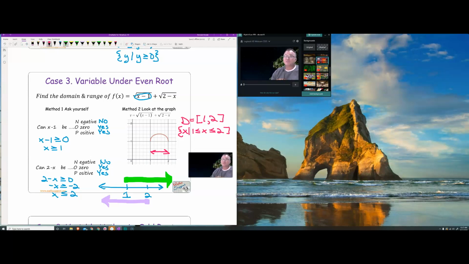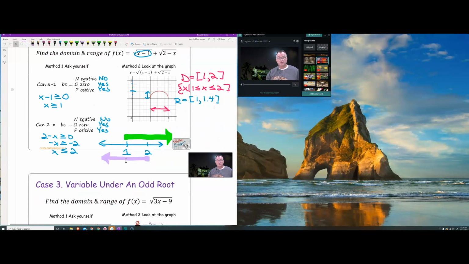All right, our range in this case includes 1 and does not go above, let's see, this is 0.2, 0.4, 0.6, 0.8, 2. So I'm thinking that's 1.4. So our range would include 1 and would include 1.4. Okay. All right, so that's how you deal with variables under a root.